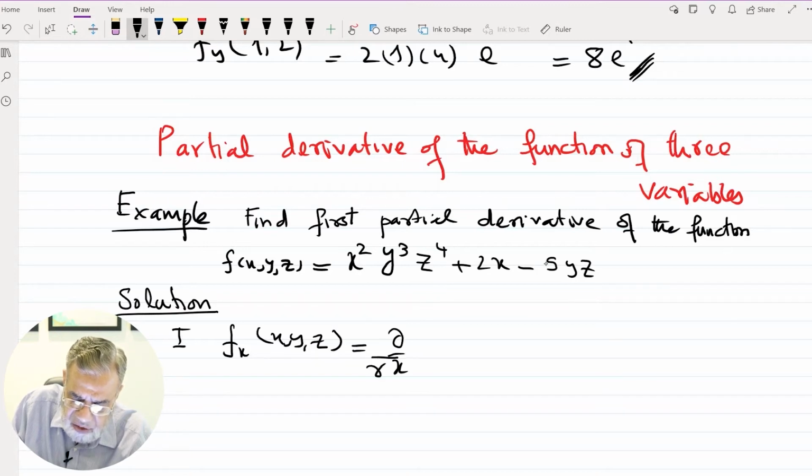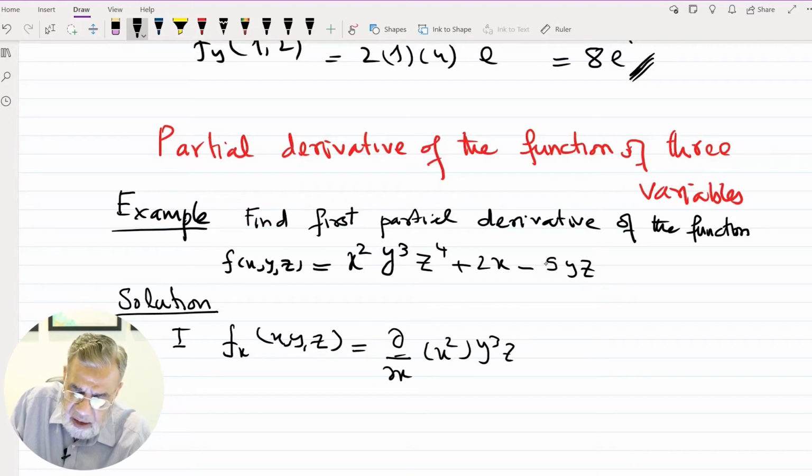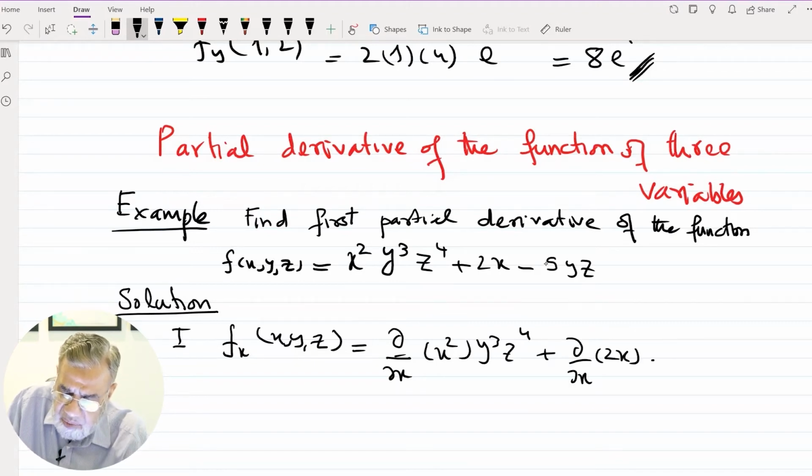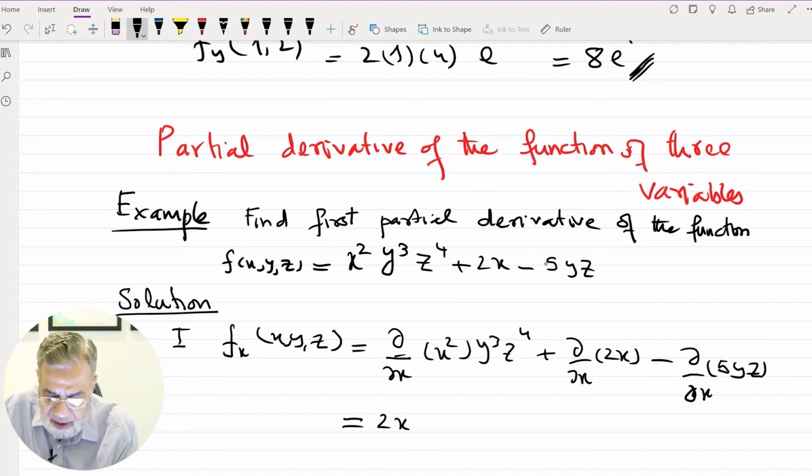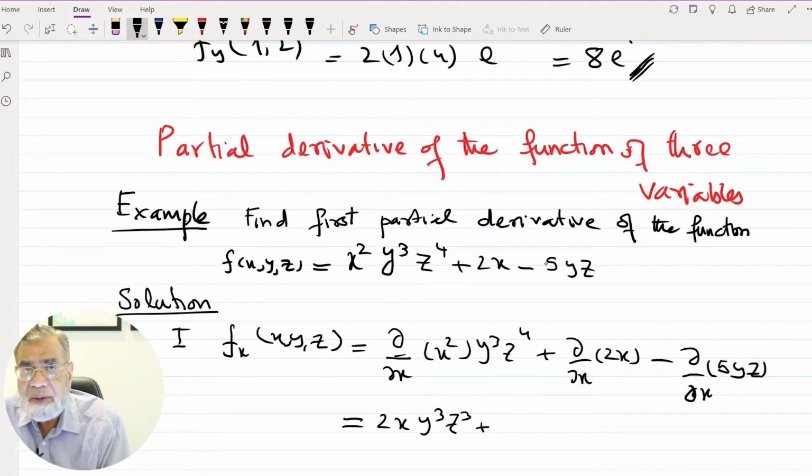I just explained it this way: partial by partial x of x squared, where y is constant and z is constant. Then we have plus partial by partial x of 2x, then minus partial by partial x of 5yz. When we take the partial derivative with respect to x, we get 2x. Then y is constant and z is constant. Then partial by partial x of 2x gives me only 2.